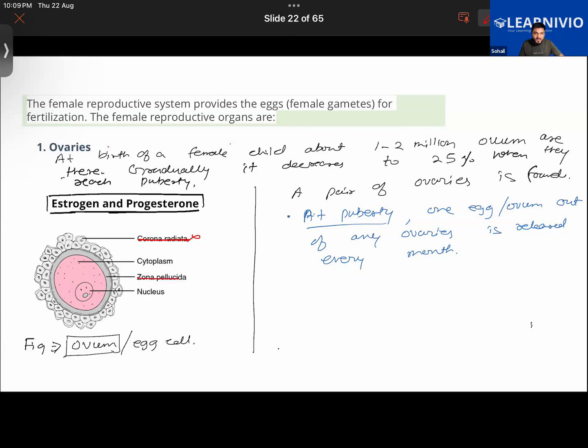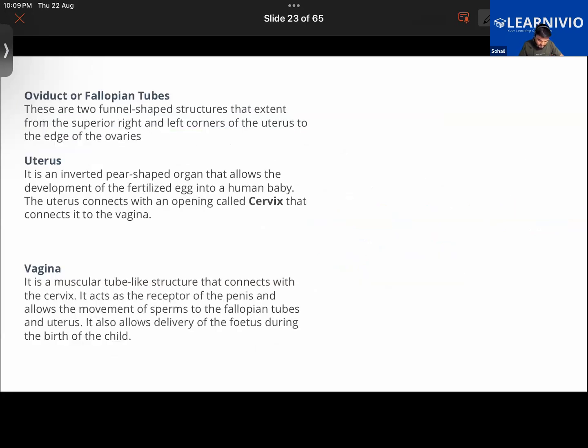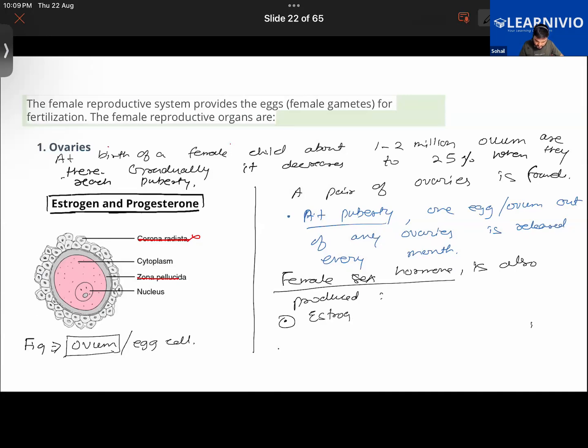Talking about the female sex hormones that are also produced, namely estrogen, and the other one is progesterone. Just like you have learned that the testis or testicles produce testosterone, in a similar manner, the ovary, apart from producing ovum, produces the sex hormones called estrogen and progesterone also.